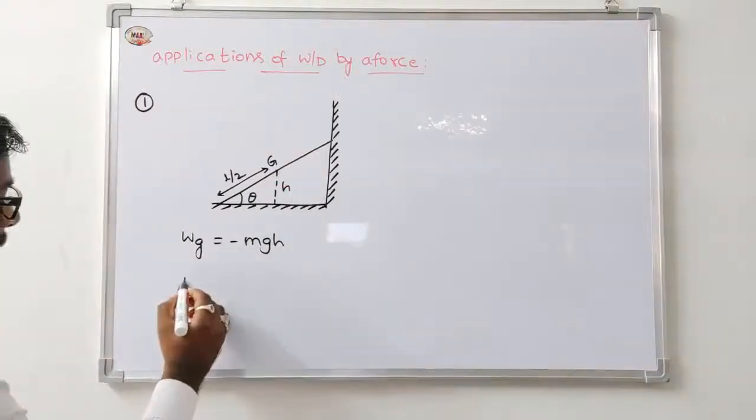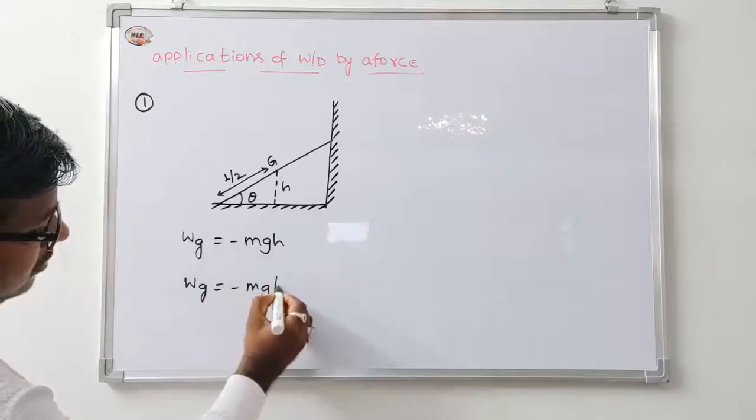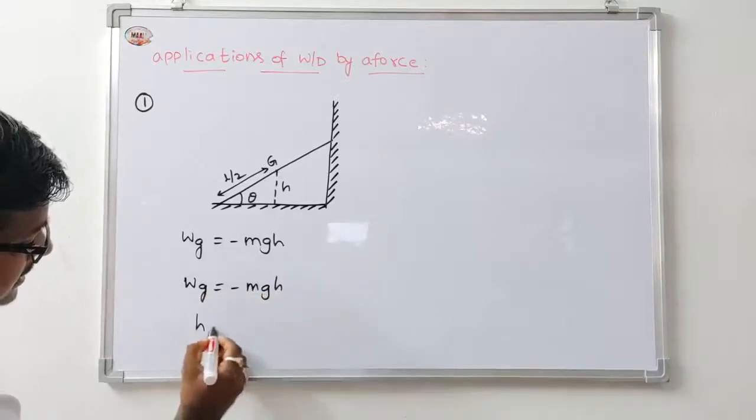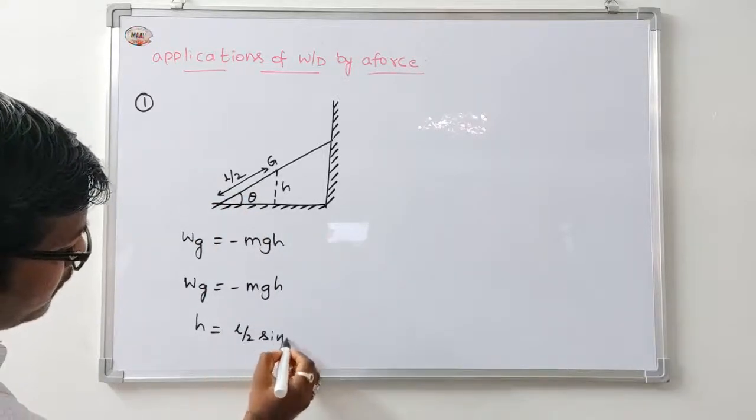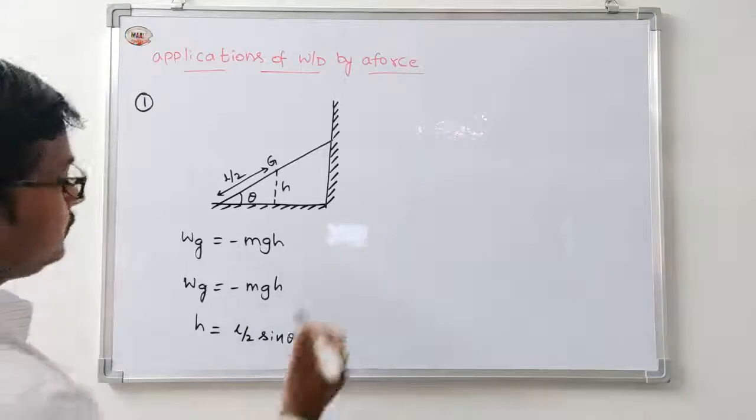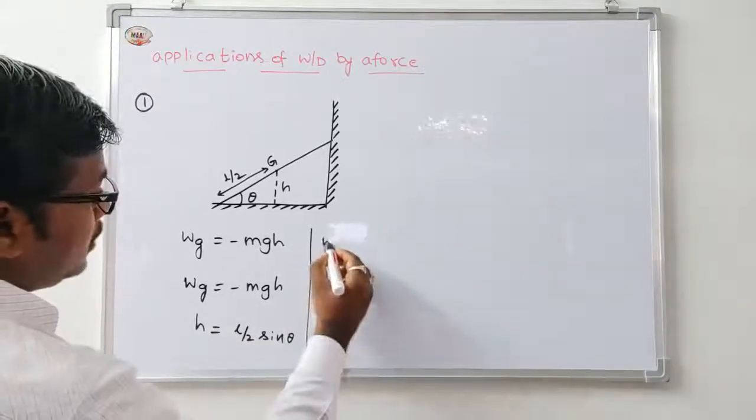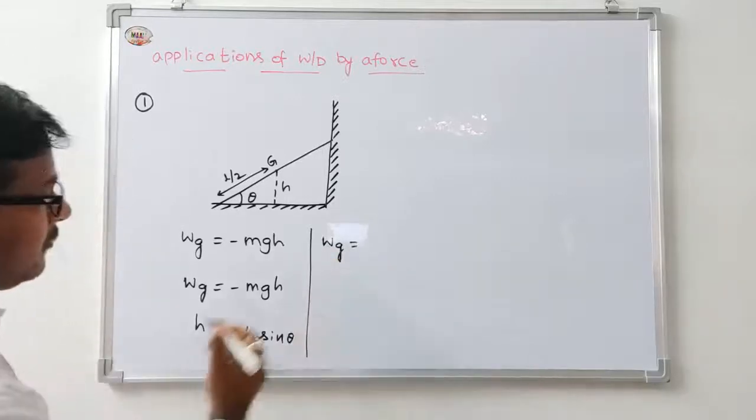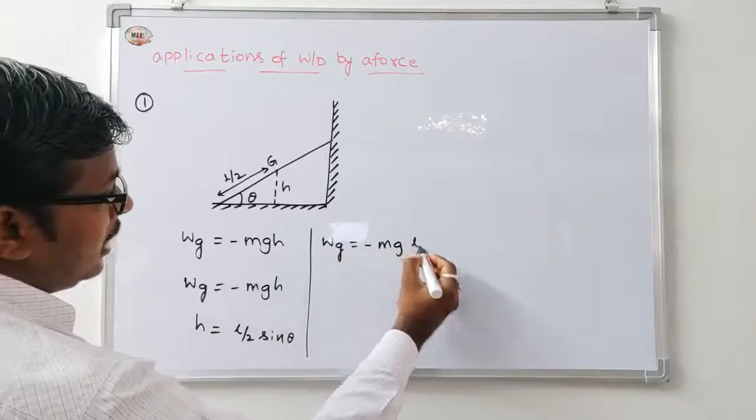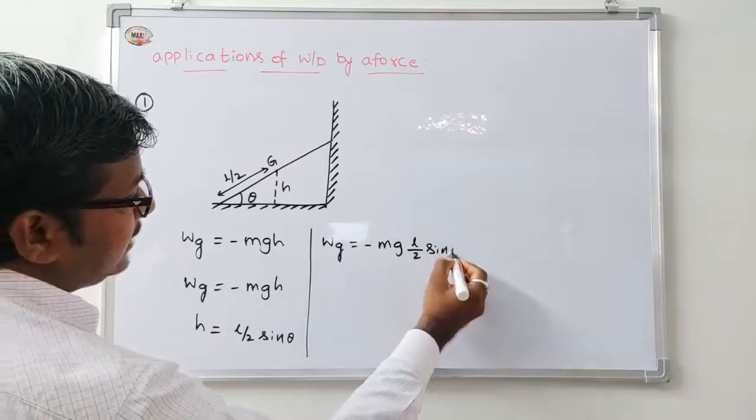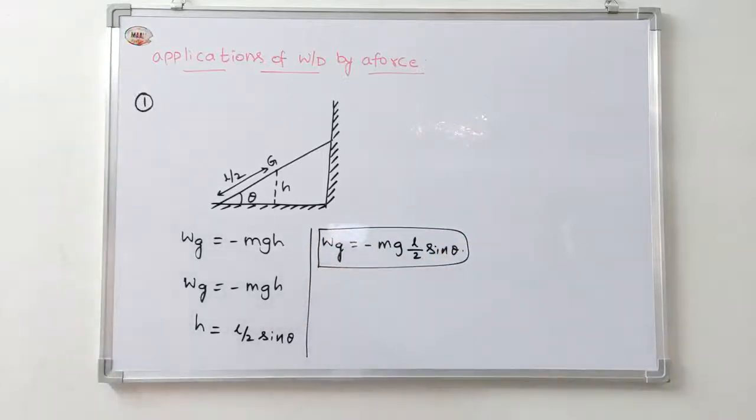Wg is equal to minus mgh. Here h is equal to L by 2 into sin theta. Therefore, the work done by the gravitational force is minus m into g into L by 2 sin theta. This is the first application.